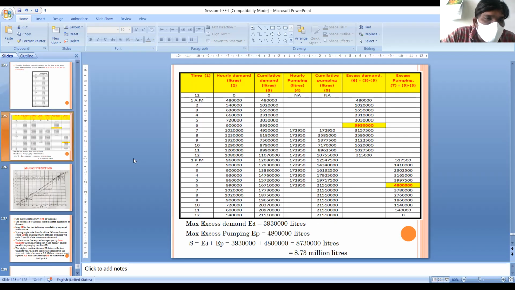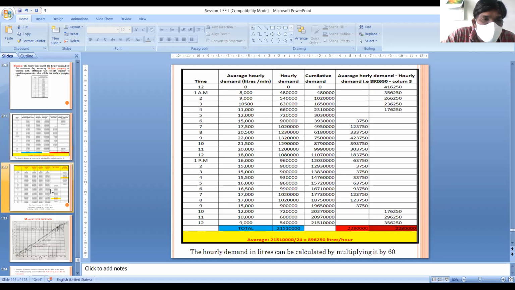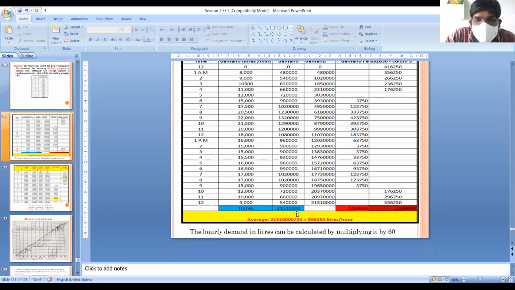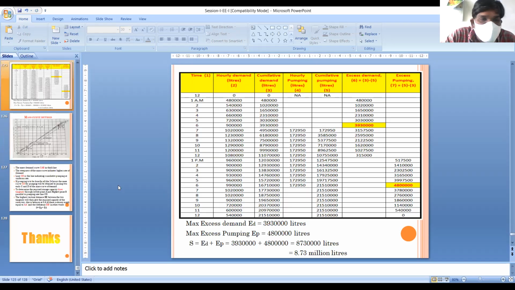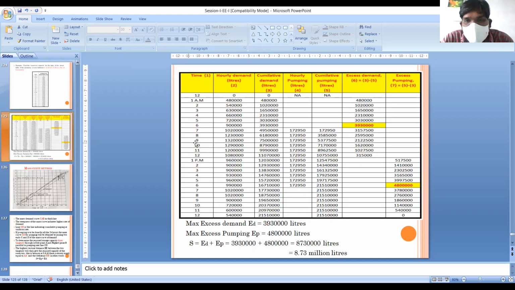Because in the previous instance, we got the average by 24. Understand? By 24 here, because it is 24 hours. Now we will get an average hourly pumping by 12. Simply by 12, how much will we get? 1 lakh 72,950. This is the hourly pumping.